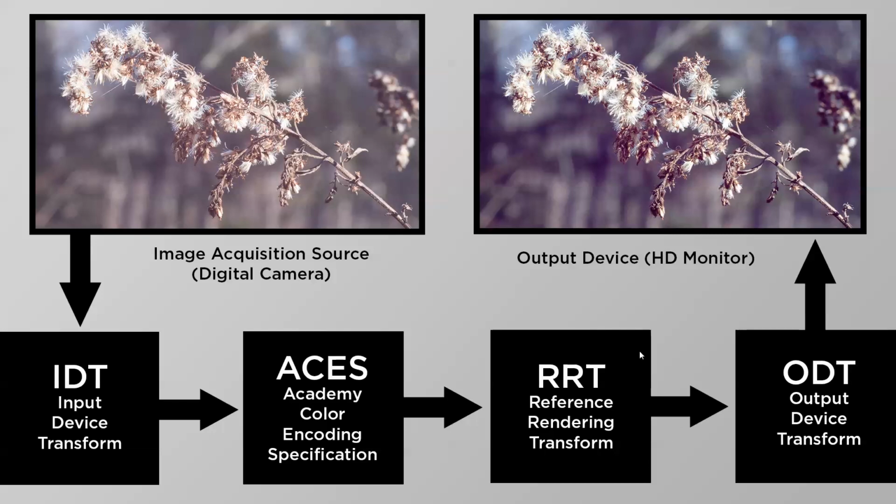Once you've done your color correction, you need to apply an ODT, or output device transform. Similar to the input device transform, which converted your footage from a camera into the ACES color space, the output device transform is taking the converted ACES footage and optimizing it for an output device, in this instance, an HD monitor. So let's take a look at these four steps a little bit more specifically and define the terms.